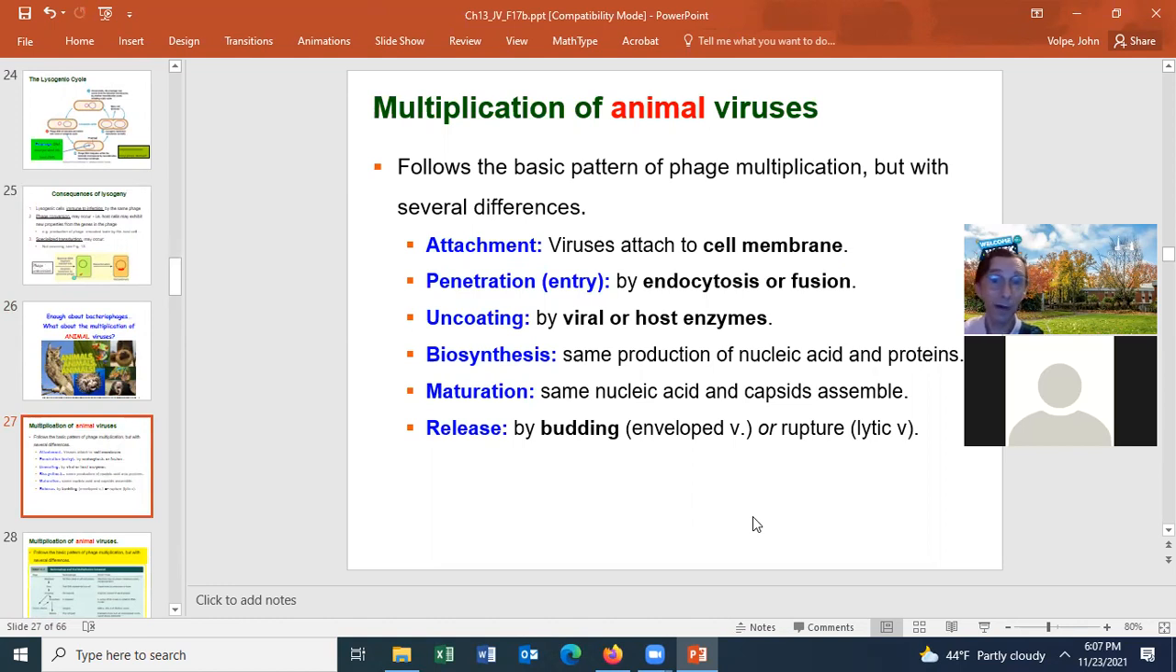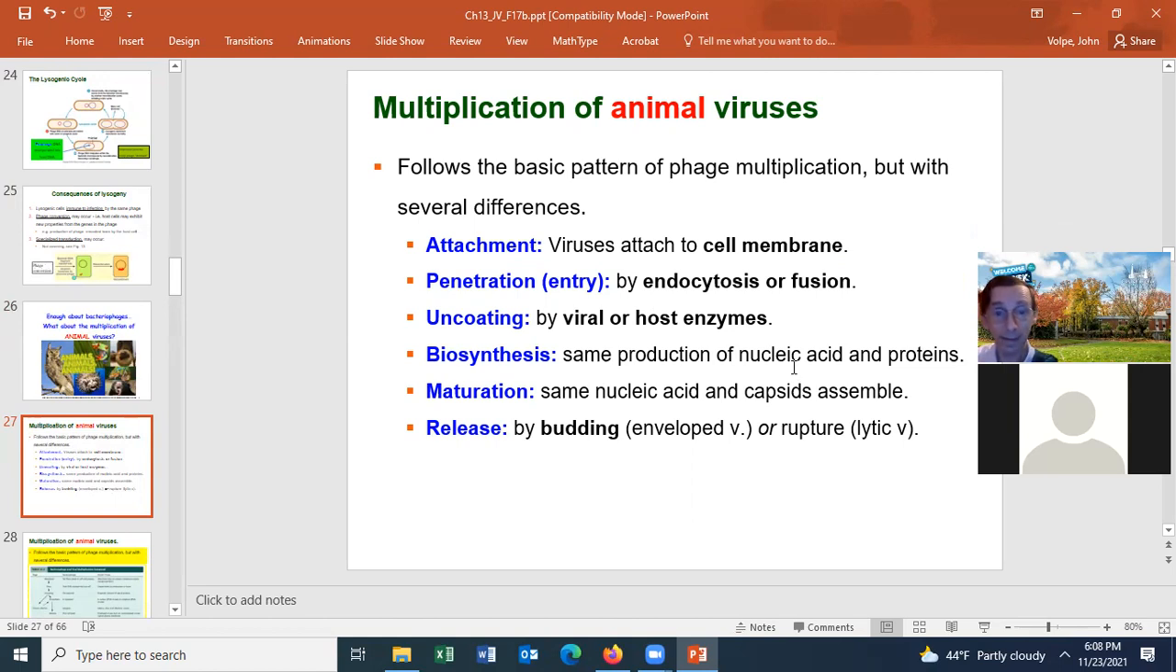Animal viruses do follow the basic pattern of phage multiplication, but there are several differences. For example, animal viruses only have to attach to the cell membrane and get through the cell membrane. So there's a little difference in their attachment. Bacteriophages have to get through the cell wall and the cell membrane. There's a little bit of difference in the penetration. We'll talk about that. A little difference in the uncoating. The biosynthesis is pretty much the same. The nucleic acid has to be produced and the viral proteins have to be made. The maturation, there's one difference. We'll talk about that.